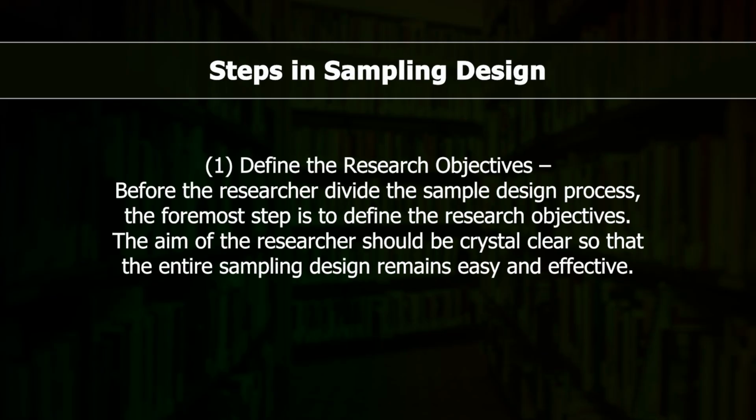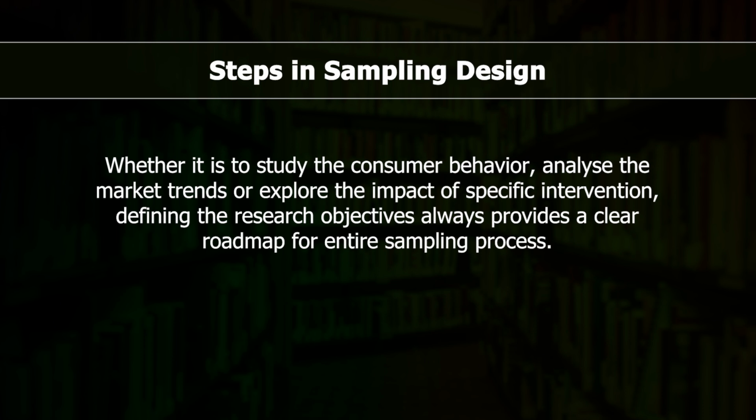First, define the research objectives. Before the researcher begins the sample design process, the foremost step is to define the research objectives. The aim of the researcher should be crystal clear so that the entire sampling design remains easy and effective. Whether it is to study consumer behavior, analyze market trends, or explore the impact of a specific intervention, defining the research objectives always provides a clear roadmap for the entire sampling process.